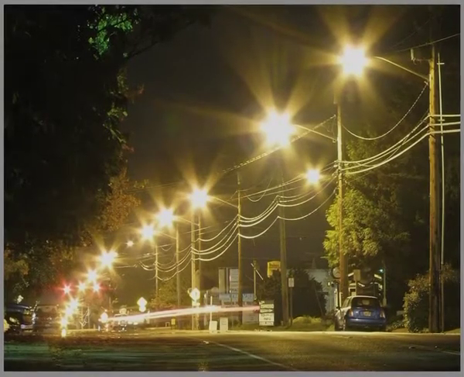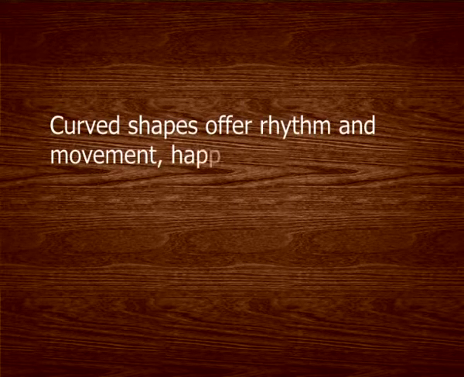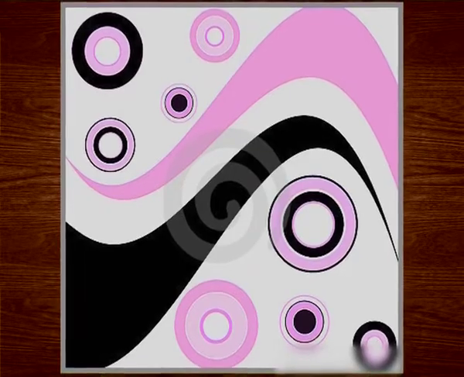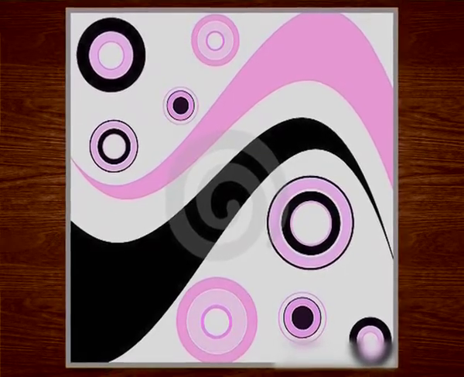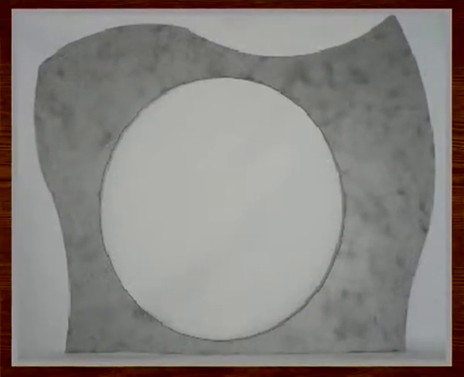As with lines, vertical shapes are seen as strong and horizontal shapes are seen as peaceful. Most everything said about vertical and horizontal lines can be said about vertical and horizontal shapes. Curved shapes offer rhythm and movement, happiness, pleasure and generosity. They are seen as more feminine than sharp shapes which offer energy, violence and anger. Sharp shapes are lively and youthful and are seen as more masculine.